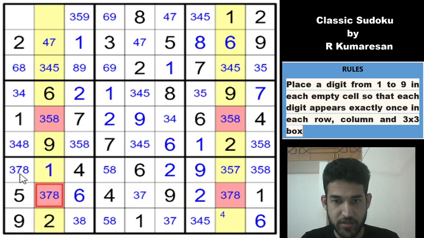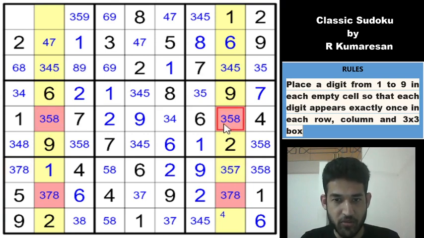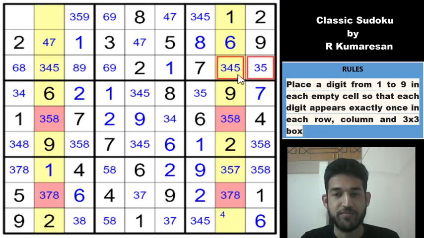Three, 7, 8. So this will also be 3, 5, 7, 8. Okay. There seems to be something maybe going on with the 5s, guys. 5 is in one of these cells, and 5 is in, okay, we have 3 cells for the 5. So we could have got one more Xwing if this were not a 5.